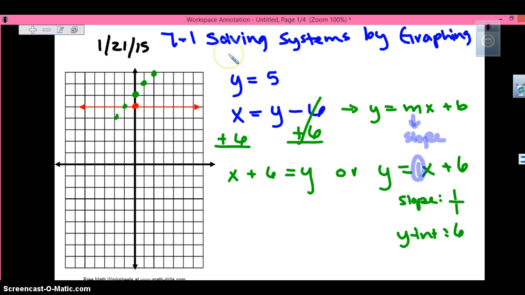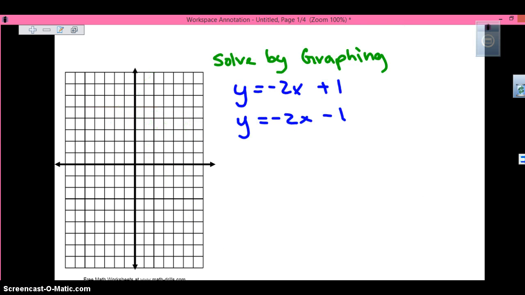Did we find the place where our lines intersect? Yes. What is the ordered pair where the lines intersect? Negative 1, 5. So this is the solution to our system, negative 1, 5. This point right here where the lines intersect.